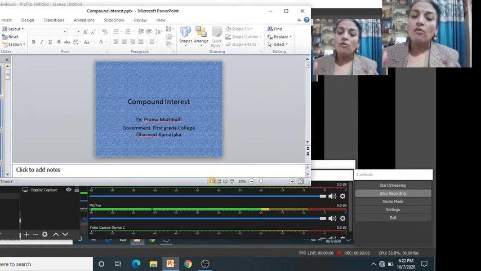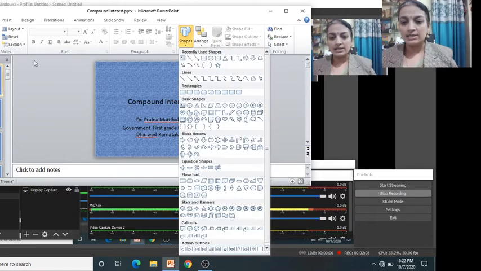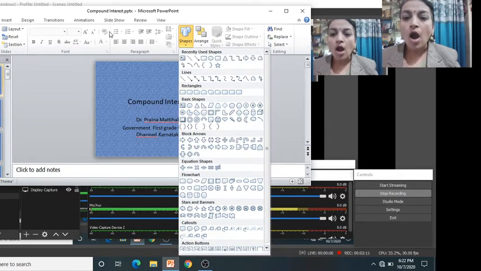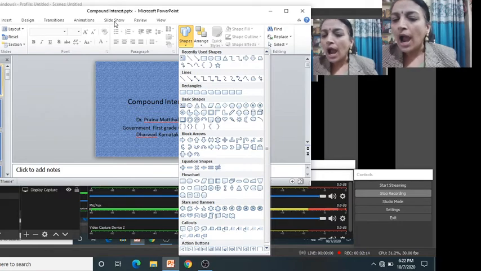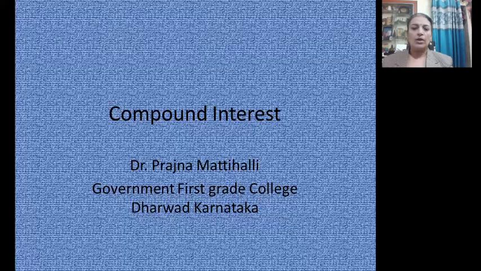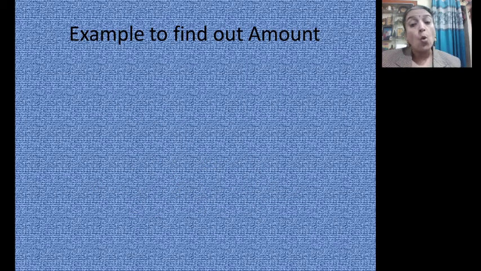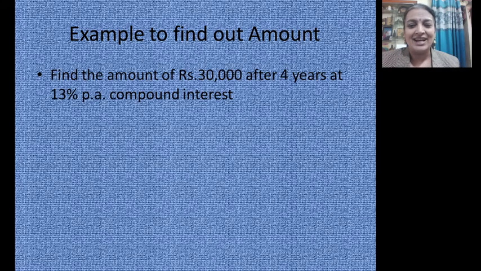Therefore, here we are observing a separate formula for it. Let us understand the formula, how it happens here. Okay. See, compound interest is our consideration. Now, let us go with the example. Example to find out the amount. As I have already mentioned, amount here is principal plus interest.